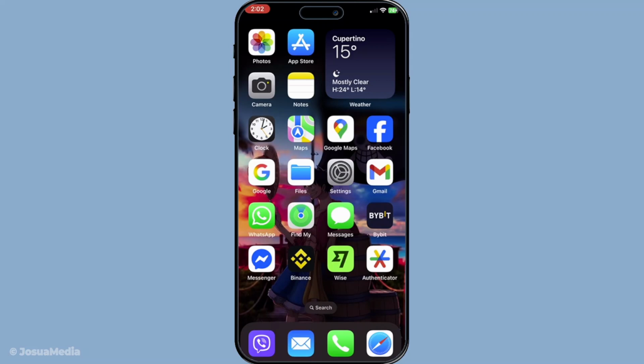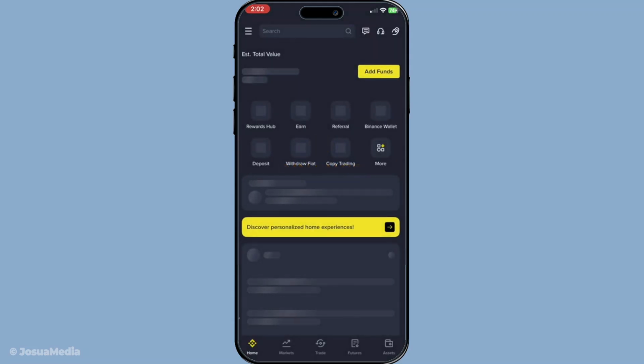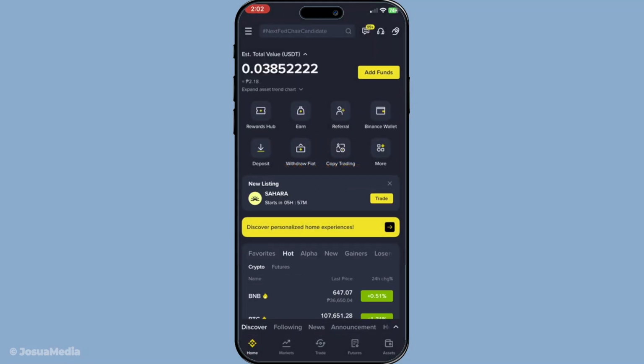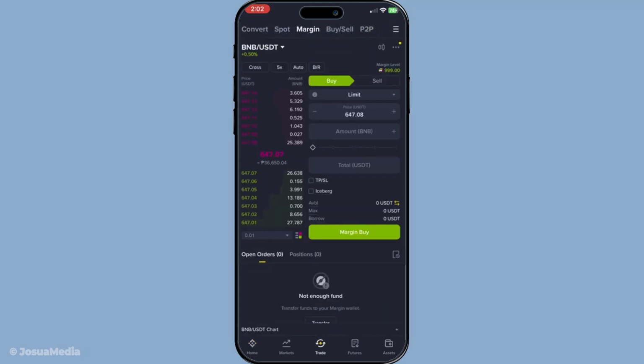Once you have it open, navigate to the trade section, and here you'll see the option to switch to the spot tab. Spot trading is essentially the act of buying and selling cryptocurrencies at the current market rate, and it's crucial to ensure you're in the right section to access these features.